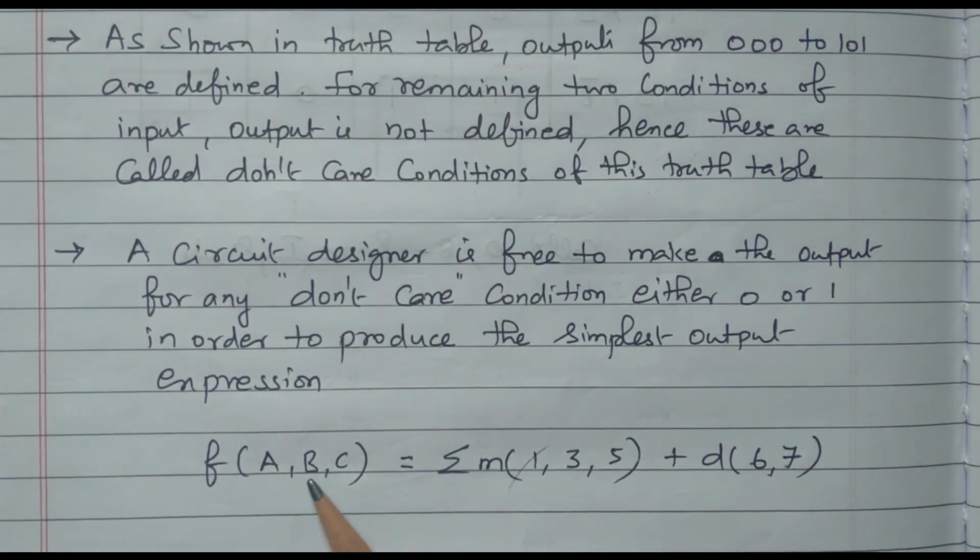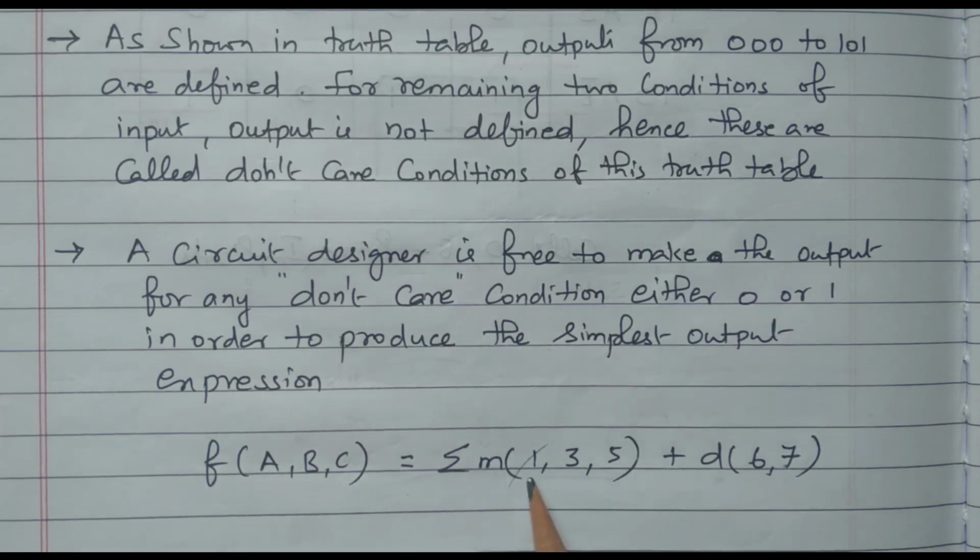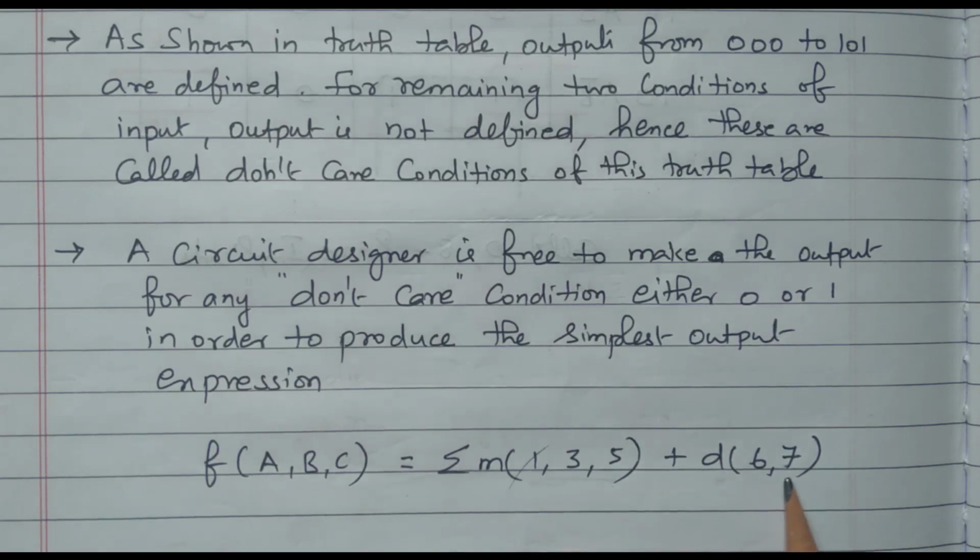F of ABC equals the sum of minterms 1, 3, 5. For these only, the output is high. For the other combinations, the output is 0. The last two terms, 6 and 7, are not defined, so they are given as D, don't care conditions. So how many terms are available in total? 3 terms having high level, and the last two terms having don't care condition, so 5 terms are available.